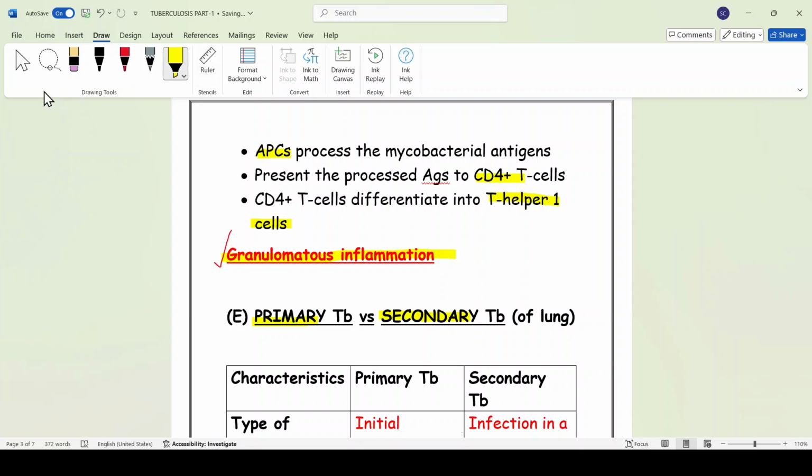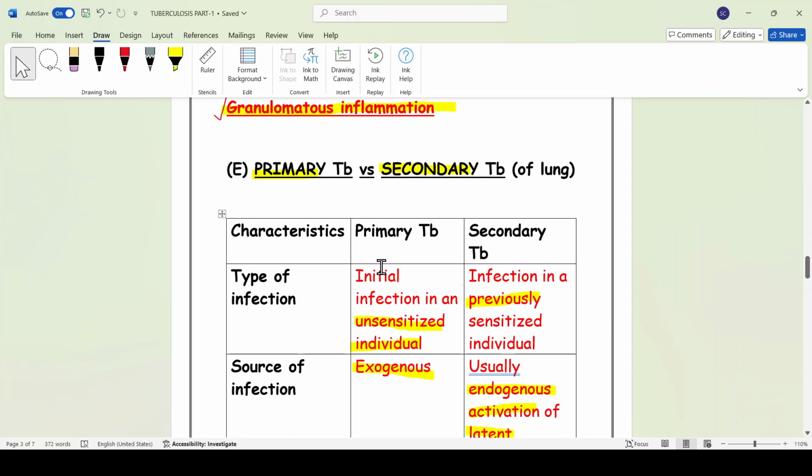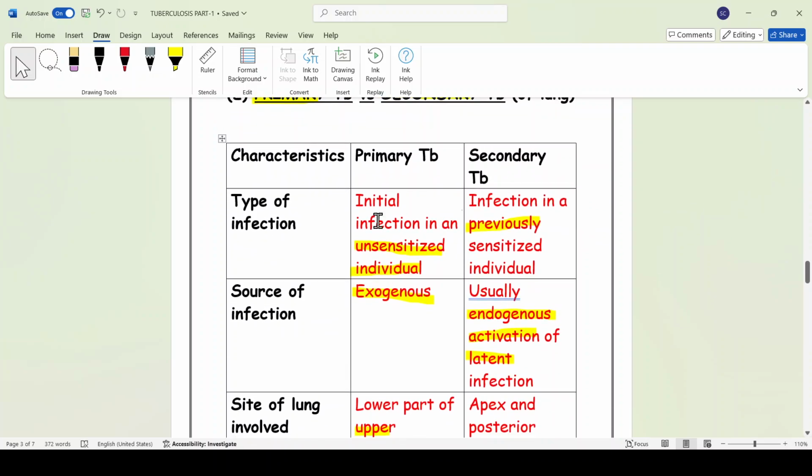Now moving on to the next part, the primary and secondary TB, of the lungs obviously. Primary and secondary TB can be clinically or pathologically distinguished on the basis of the following points. In this box, we can see clearly how primary TB has been differentiated from secondary TB. Primary TB is an initial infection in an unsensitized individual, that is, a person who has been infected with TB for the first time. That will be called a primary TB case.